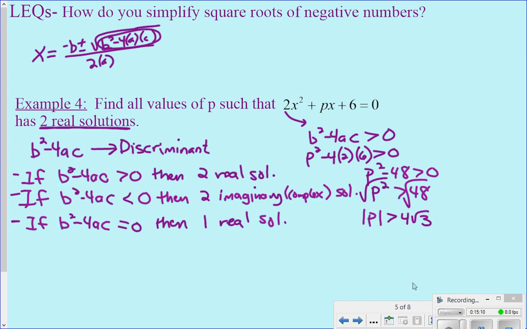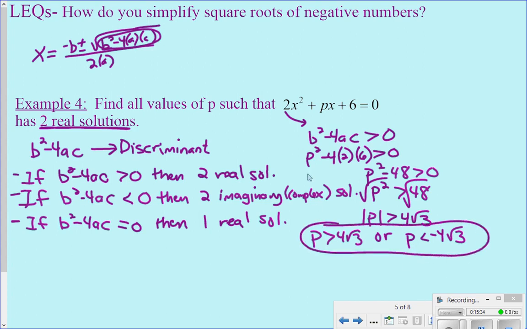This is an absolute value inequality. So remember, we make two separate inequalities. p greater than 4 root 3 is the first one. The other is p is less than negative 4 root 3. And the word, when it's an absolute value greater than, is or. So p could either be greater than 4 root 3 or less than negative 4 root 3 in order to make this quadratic equation have two real solutions.